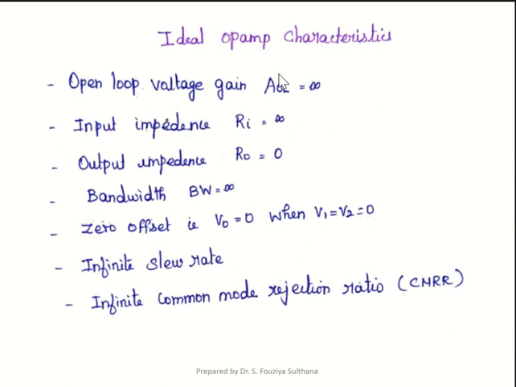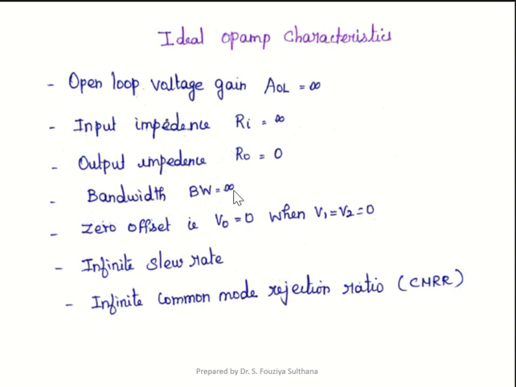These are the ideal characteristics of the op-amp. The open loop gain should be infinite. The input impedance should be infinite, so that whatever input is applied, that should be fully delivered to the op-amp. The output impedance should be 0. That is, whenever we are connecting an output load across the op-amp, the output voltage should directly come across the op-amp.